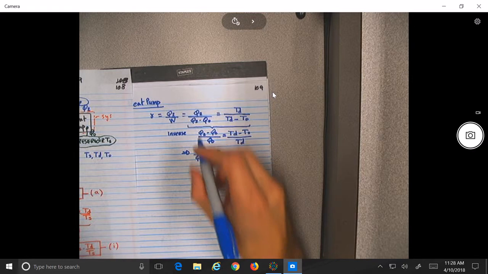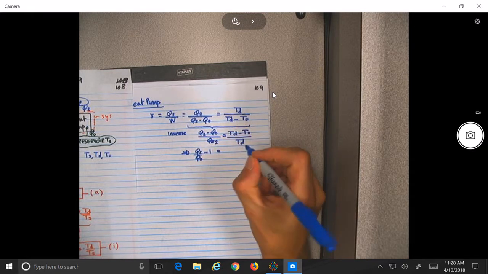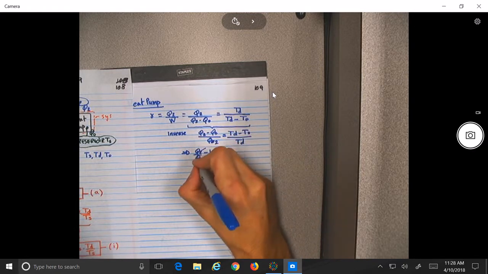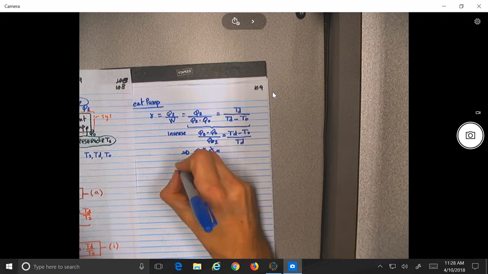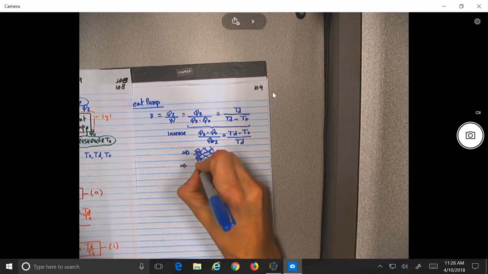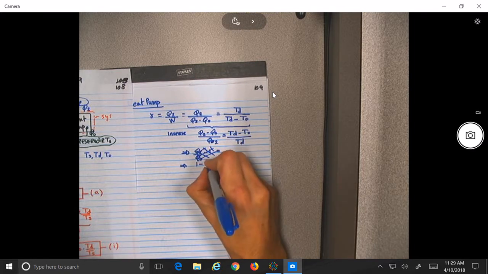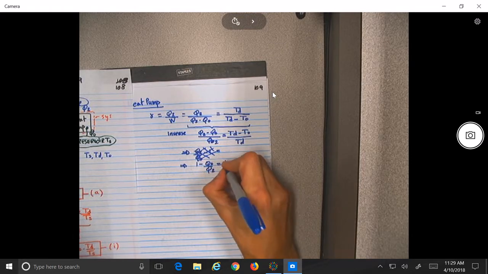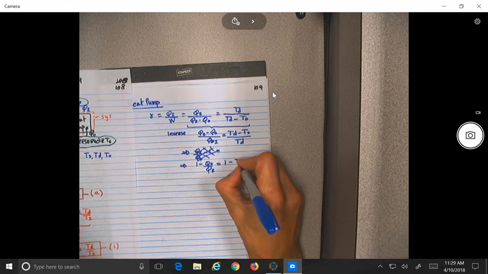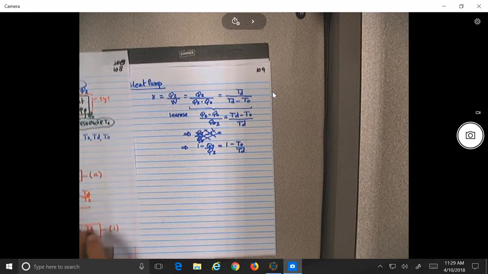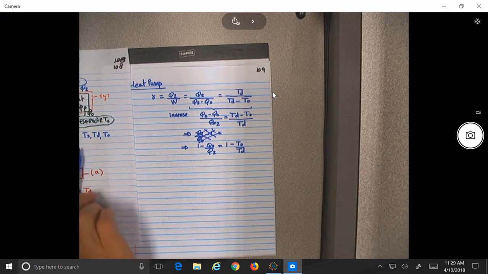Did I do the mistake? Yeah. That's why I was getting confused here. So see, I'm going too fast again. So this gives you 1 minus Q naught over Q2. So I will stop over here for a second. 1 minus T naught over TD. And let me know if you have any question, okay? Sorry for that.